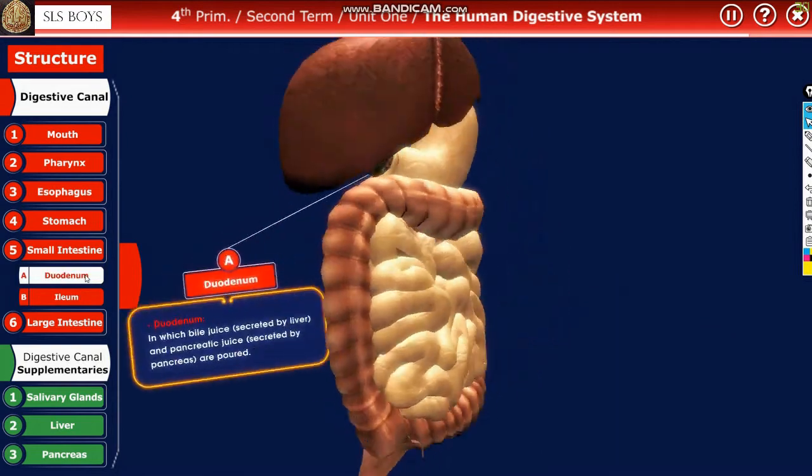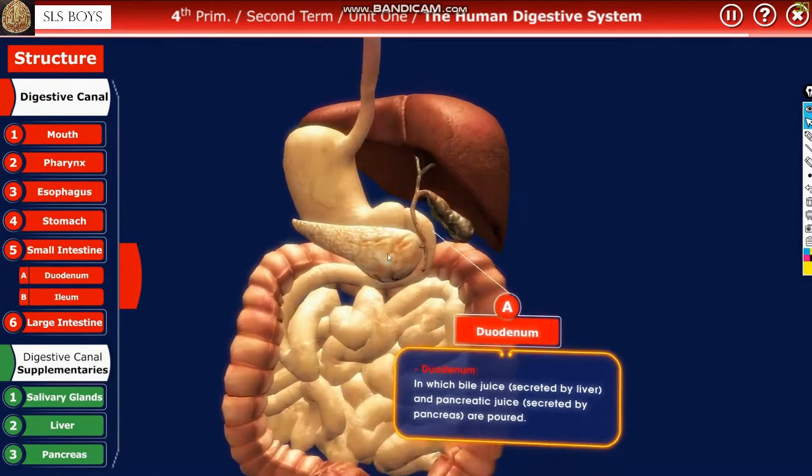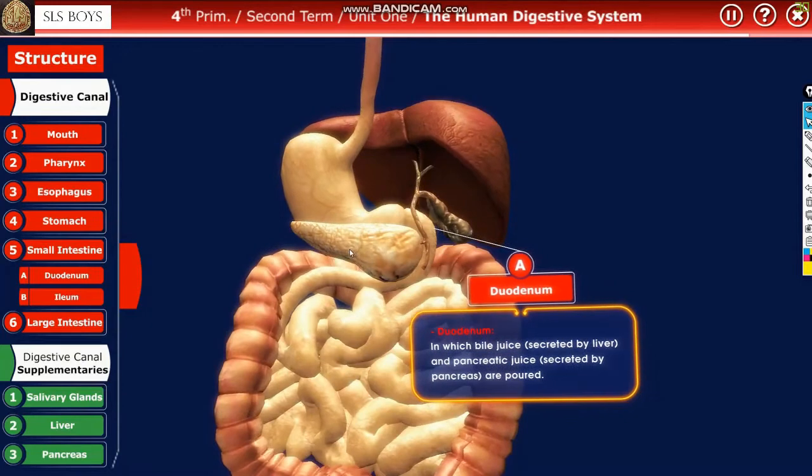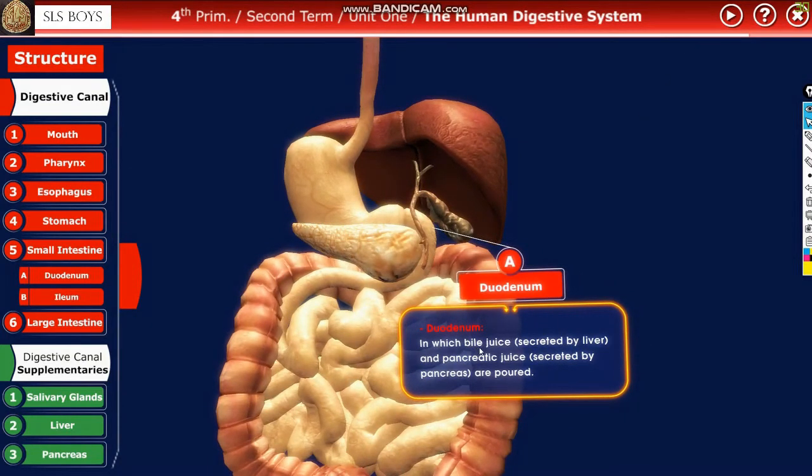The duodenum is this part at the beginning of the small intestine, in which the bile juice secreted from the liver and the pancreatic juice secreted by the pancreas are poured in. So both juices, the one that comes out from the liver, which is called bile juice, and the juice that comes out from the pancreas, which is here, are poured inside the duodenum, and it passes through the small intestine.